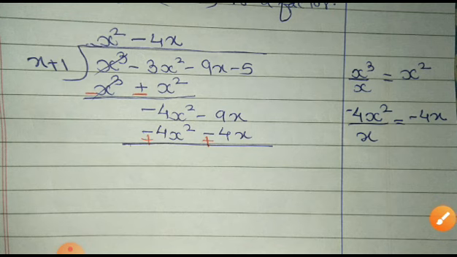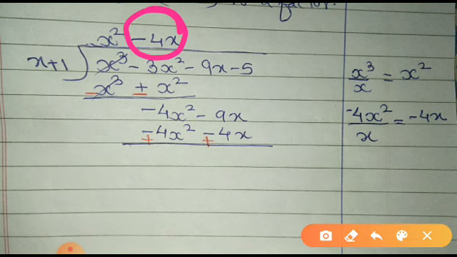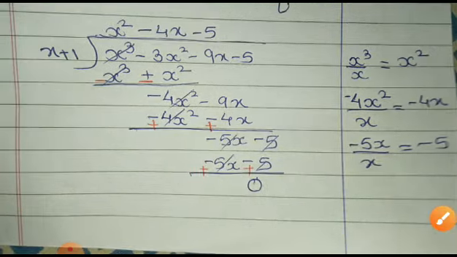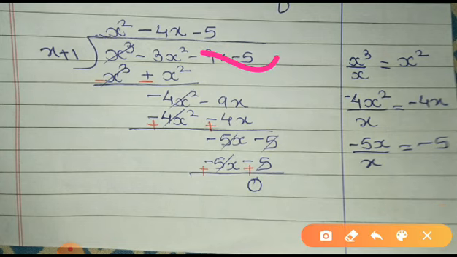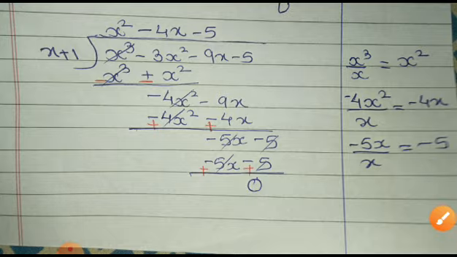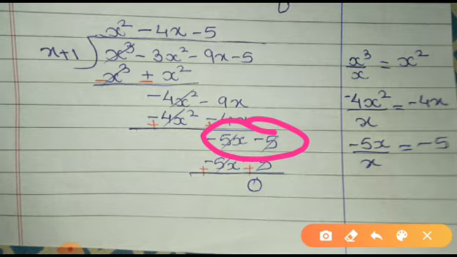So again, I'll be writing it as here, minus 4x, multiply it, write below the like terms, change the sign, and then take your minus 5 down. Okay, so I'll be getting again, I have got here minus 5x minus 5. Again, I can divide that.